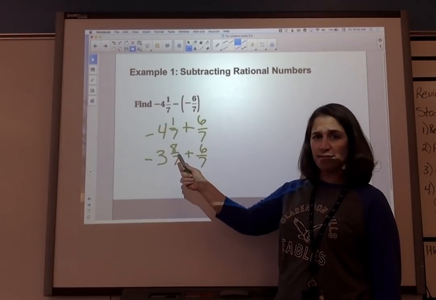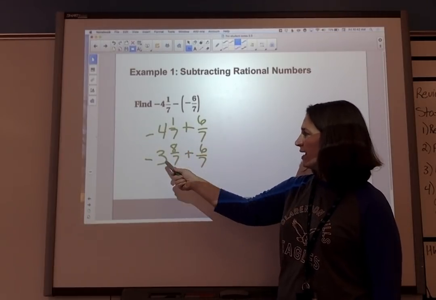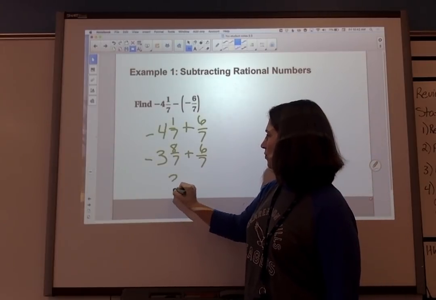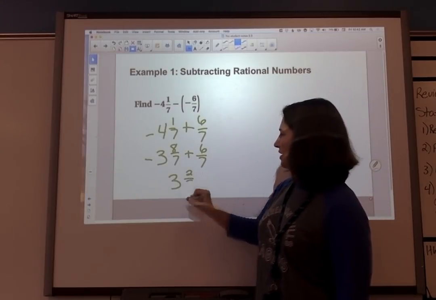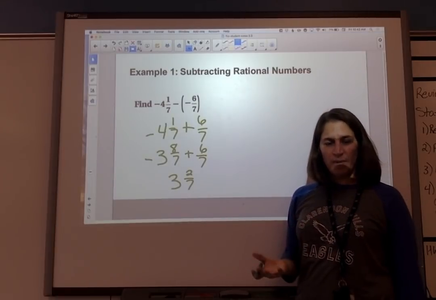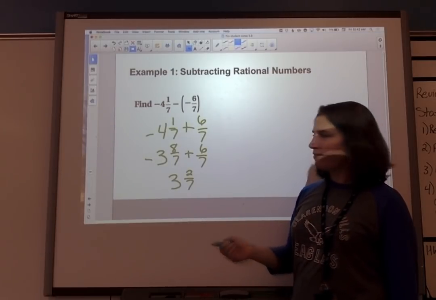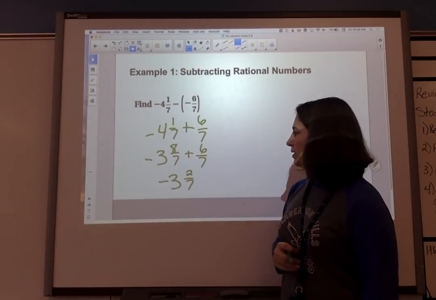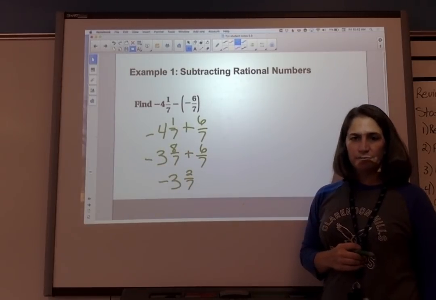Now when I subtract the absolute values, I have 3 8/7 minus 6/7, which is 3 2/7. And then I have to look back to see whether this is positive or negative. The larger absolute value was the negative rational number, so my sum is negative.